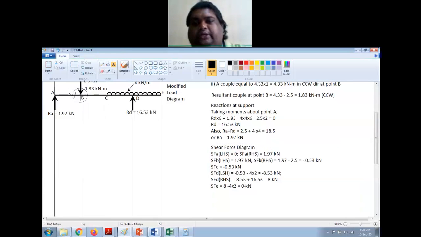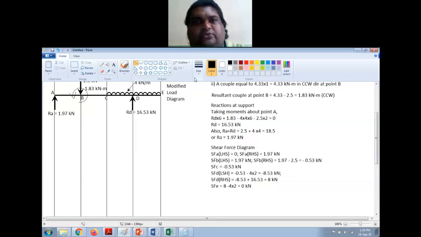See, you should get these ends correctly, right? When you draw the shear force diagram, you should get this correctly. If you start from here, it is 0 here, again it is increasing. Like that, if you go to this point, you should get 1.97. If you are not getting that, then you are making a mistake somewhere, right? You can always cross check.